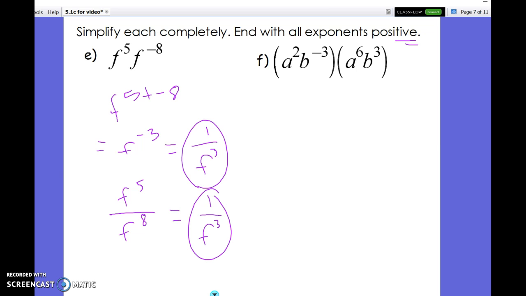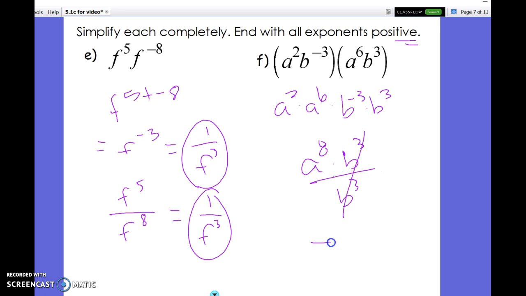So there are going to be a couple different strategies or methods that you can use for these more complicated exponent problems. Looking at letter F, well, our terms are kind of mixed up, so I'm going to organize them. I have a squared times a to the sixth times b to the -3rd times b to the third. Well, my a is 2 plus 6 tells me I have 8. And then b, I'm going to put it in a fraction, so I have b to the third over b to the third. Well, hey, those cancel each other out. So we get a to the 8th.